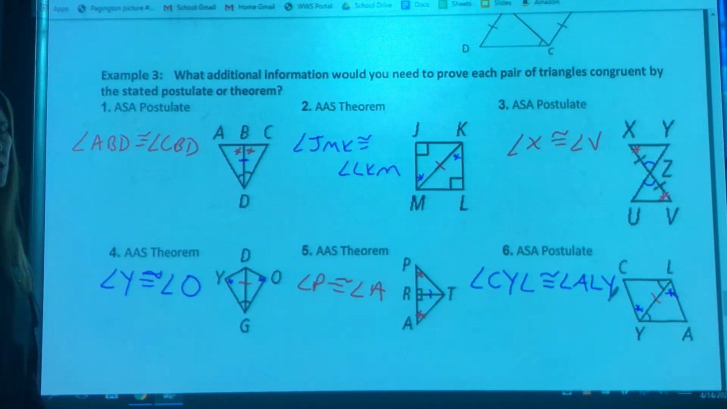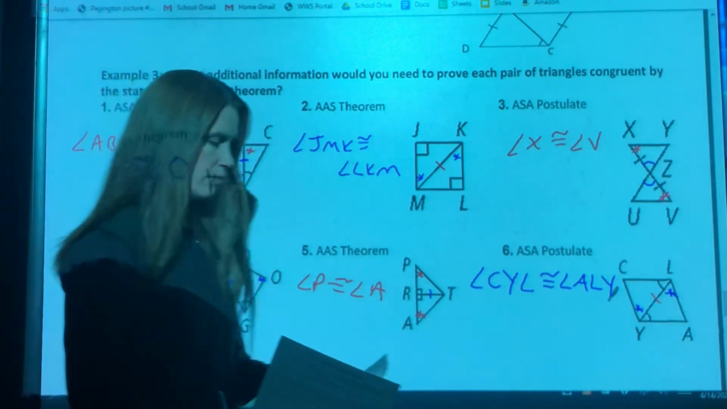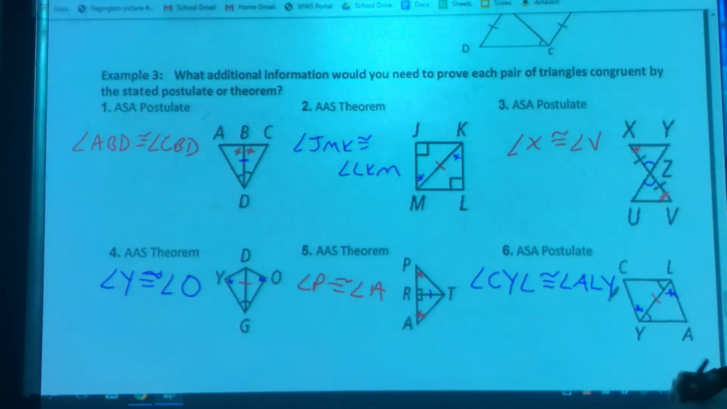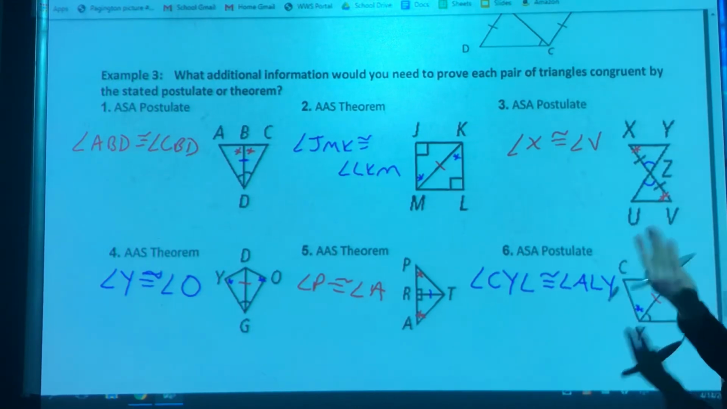Okay, any questions there? Feel free to text me or message me on Canvas if you do have any questions. The other 3 examples for this section are proofs, so we will go over those tomorrow.